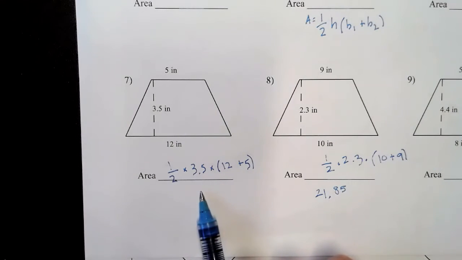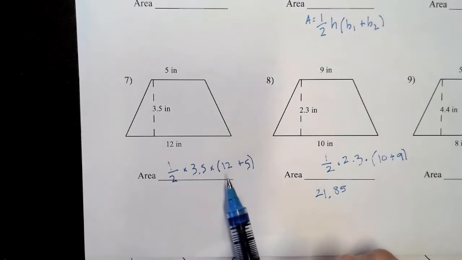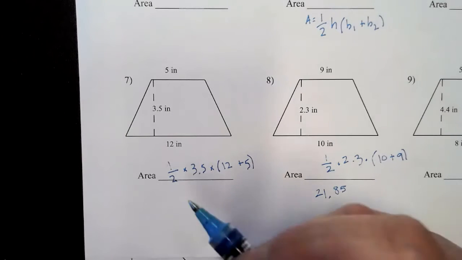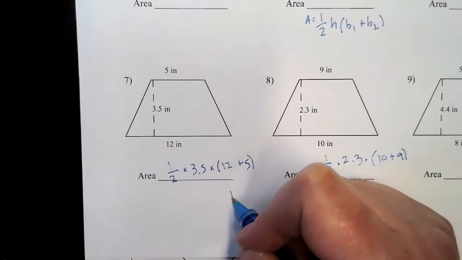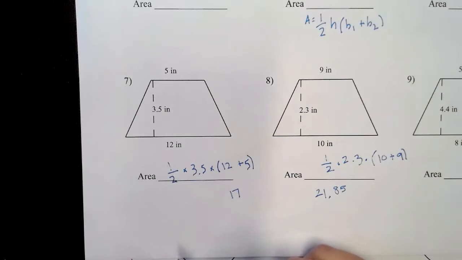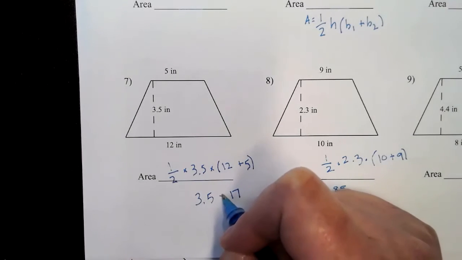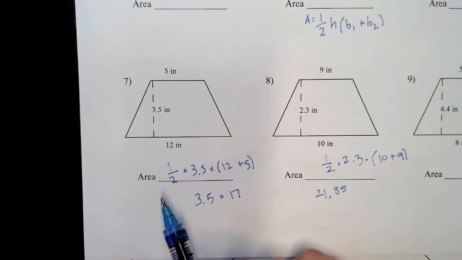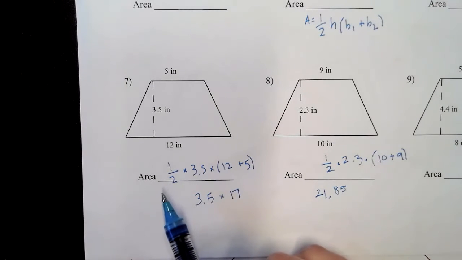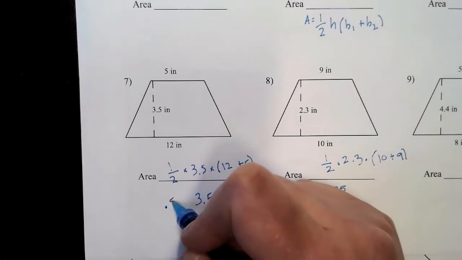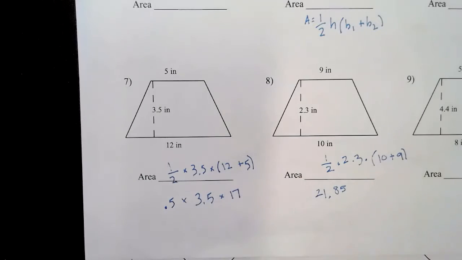If you, for some reason, have to do it by hand, here's a couple of tricks. Don't forget, you always have to do what's in the parentheses first. So in this case, we've got 12 and 5, and that is 17. And it's still going to be times 3.5. And if you want to make this a little easier, if you don't happen to have a calculator at home that does fractions, then just say 0.5. So that cleans it up just a little bit.